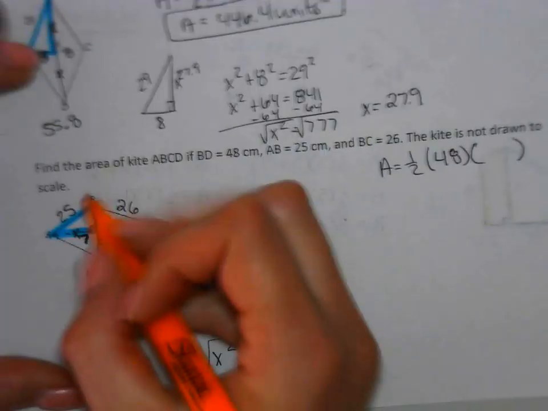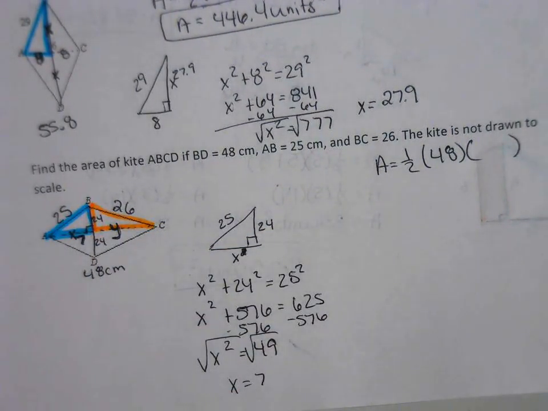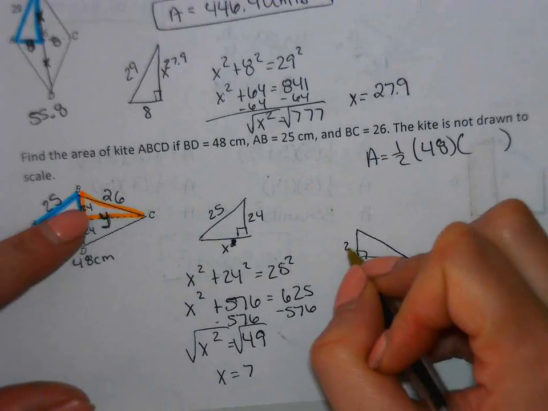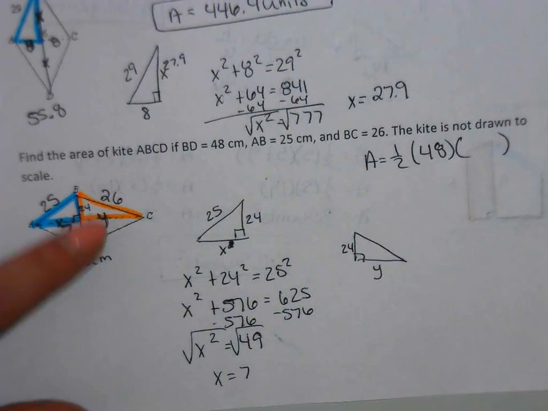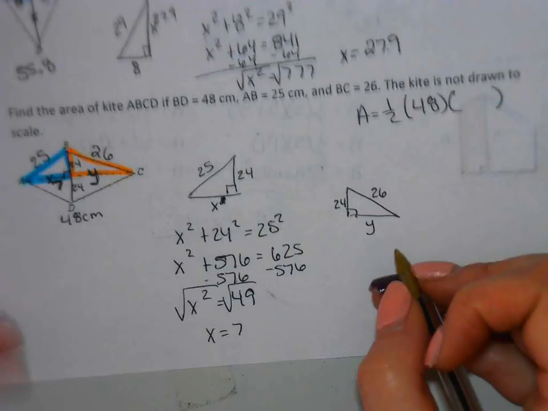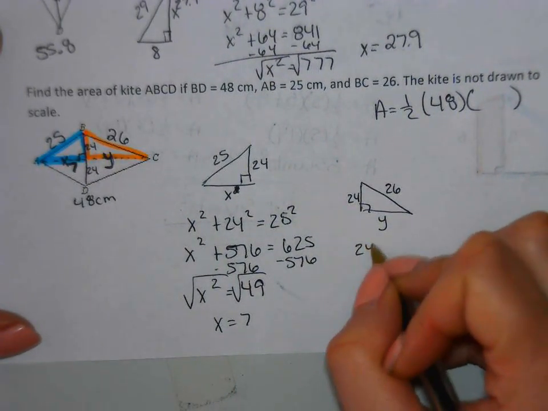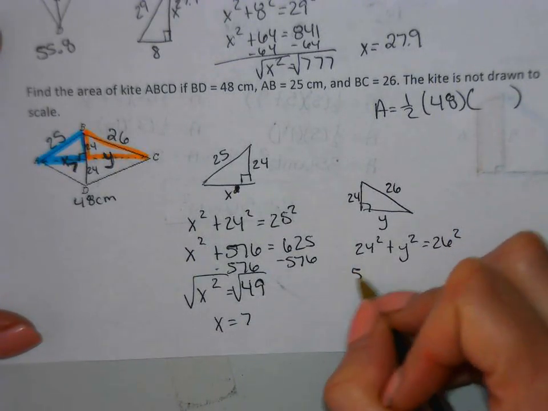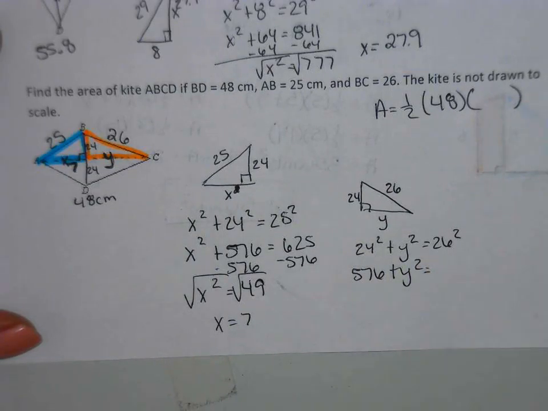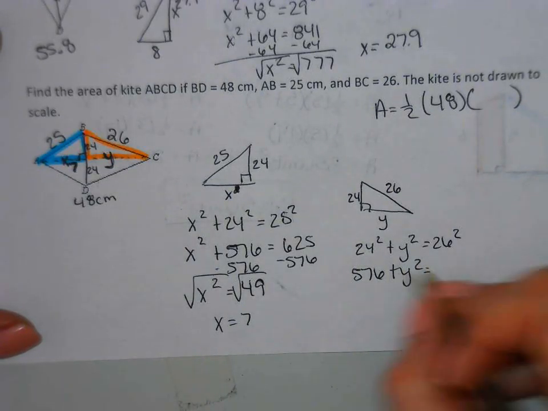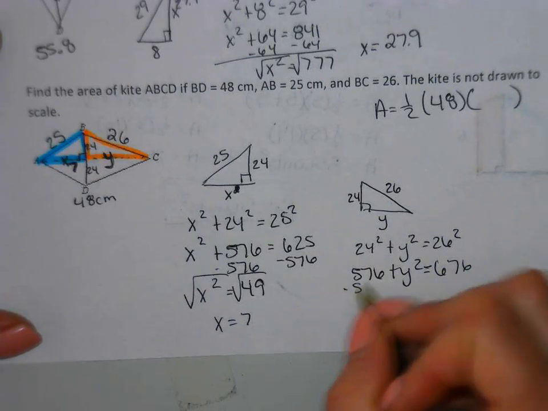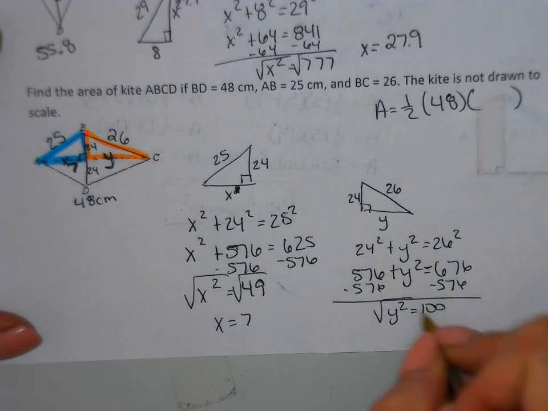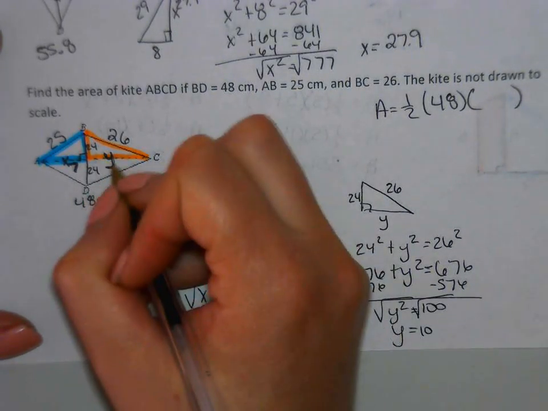So now we're looking at the top right triangle. If I redraw my top right triangle, I know my one leg is 24. I'm trying to find my missing leg, and my hypotenuse is 26. So once again, let's use the Pythagorean theorem. So we have 24 squared plus y squared equals 26 squared. 24 squared is 576. 26 squared is 676. So when we subtract from both sides, y squared equals 100. And when we square root both sides, y equals 10.